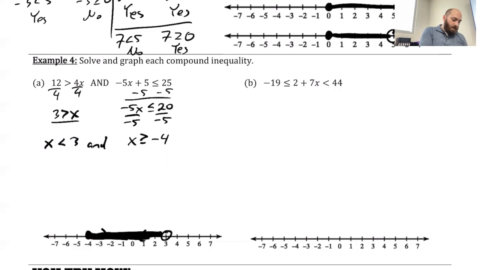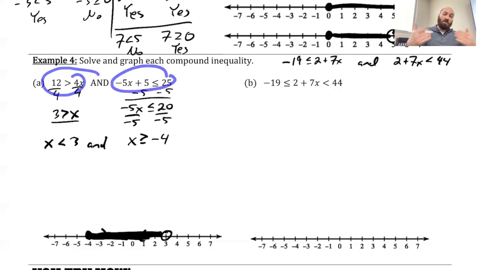Part B is also an and statement. It's just written a little bit differently. So when I do this compound inequality where there is no word in there, this is actually the same as doing this: -19 less than or equal to 2 plus 7x and 2 plus 7x less than 44. If you absolutely want to, you could just split them up and do exactly like we just did. Like in the previous example, we have 2 separate statements. We solve them individually, and then we just make sure it's written in this order.